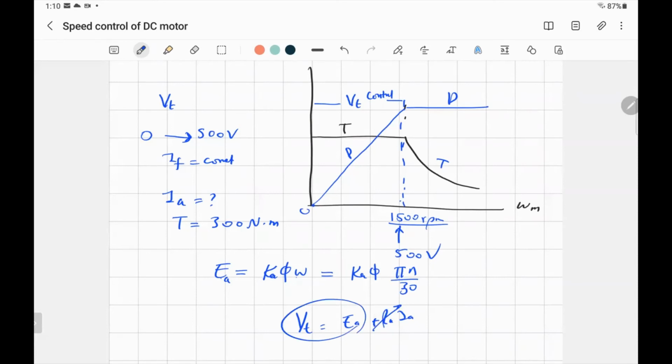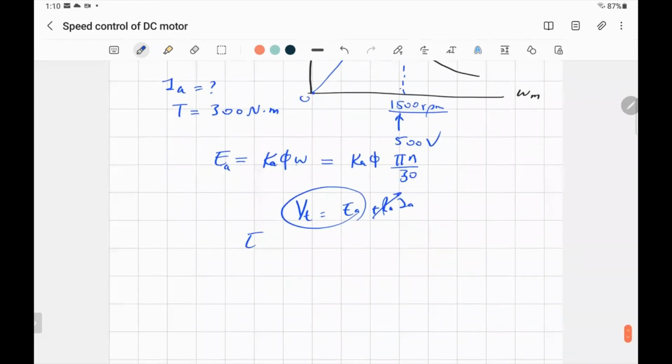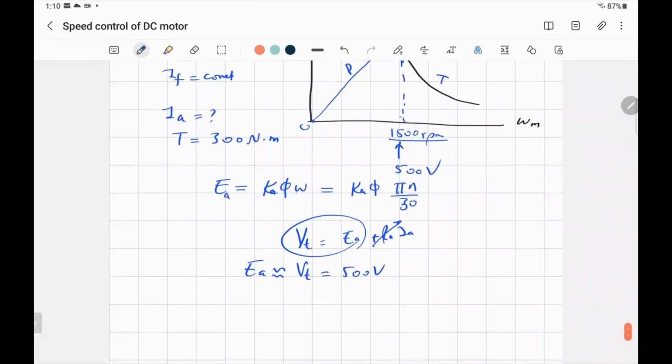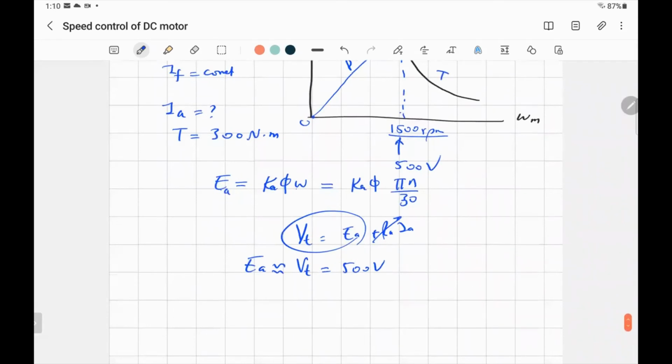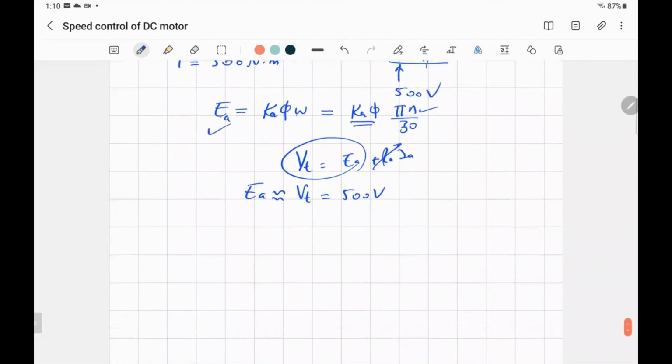That's good, because in real life it's equal to 490, so it's not really effective. So I would say EA is almost equal to the terminal voltage, which is 500 volts, when I reach 1500 RPM. If you got that, so you have EA and the nominal speed 1500, you can get the value of Ka phi. Why am I getting this Ka phi? Because I want to calculate the current. The torque is given.